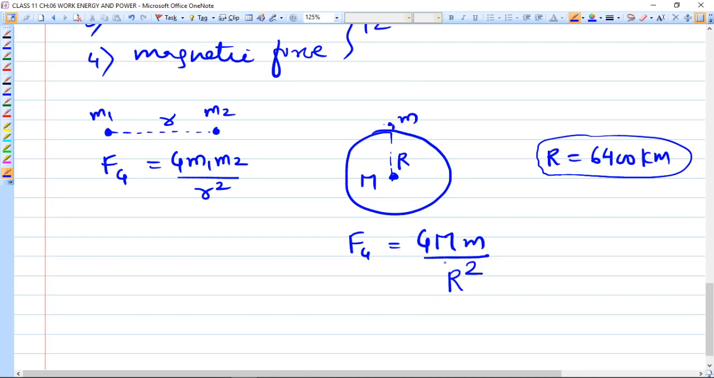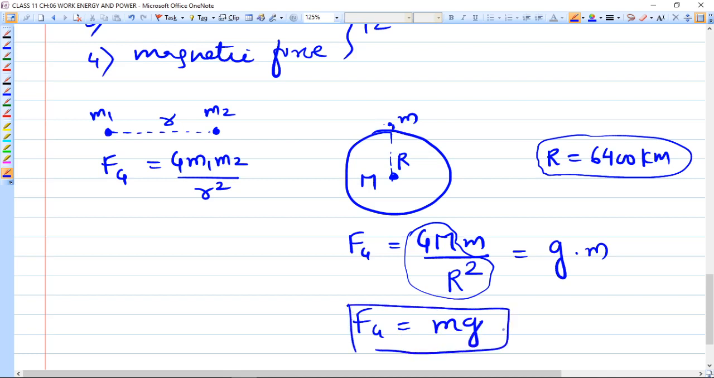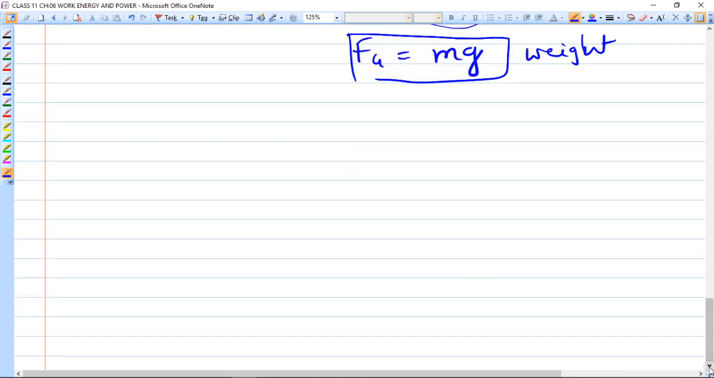For any object, this capital G is the universal gravitational constant, capital M is the mass of the Earth, and R is the radius of the Earth. They are nearly constant on the surface of the Earth, so we consider G M upon R square as small g. Remember g, free falling body. So the force is mg. It's the weight. That is the gravitational force. Let me give you one example.